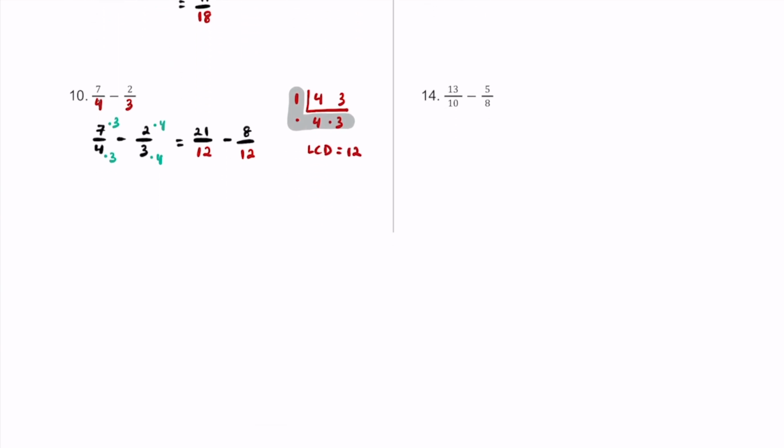Alrighty, so we have common denominators of 12. Let's put that on the bottom and subtract the numerators of 21 minus 8, which is 13. So we can say 13 over 12 would be our final answer. But if you also want to write it as a mixed number, you can say this is going to be 1 and 1/12, and that would work as well.